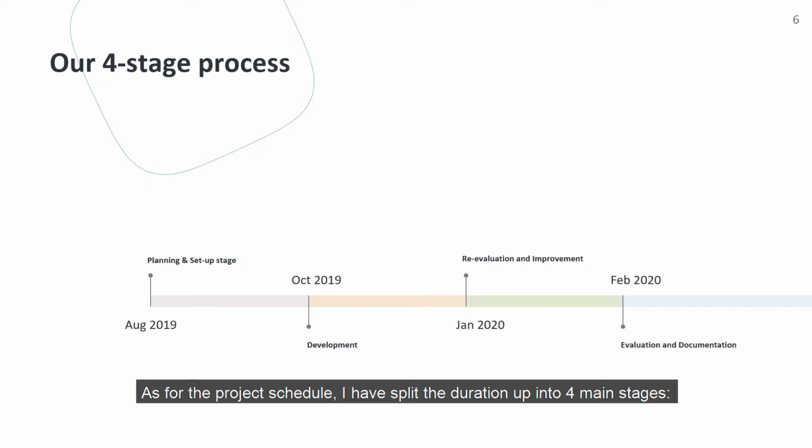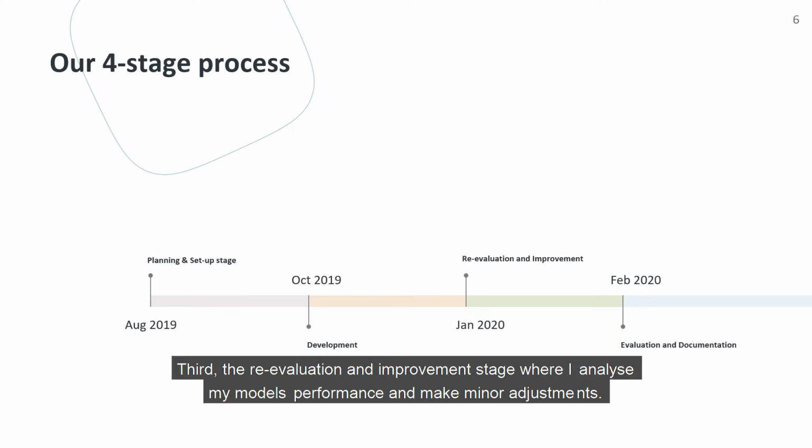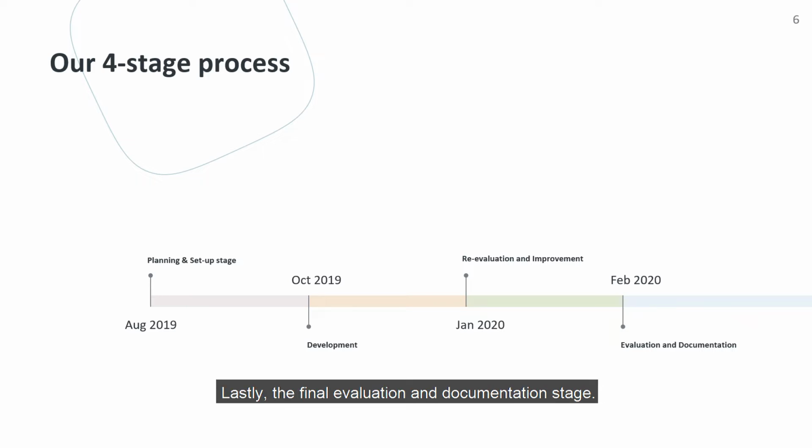As for the project schedule, I have split the duration up into 4 main stages. First, the planning and setup stage, where preparation as well as literature review is done. Second, the development stage, where I develop 2 hierarchical models as well as the benchmark ARIMA model. Third, the re-evaluation and improvement stage, where I analyze my model's performance and make minor adjustments. Lastly, the final evaluation and documentation stage.